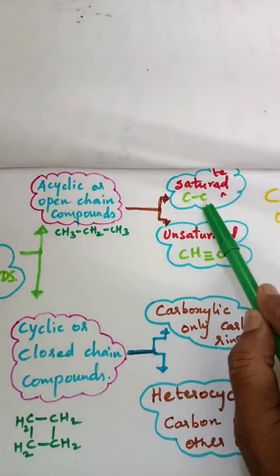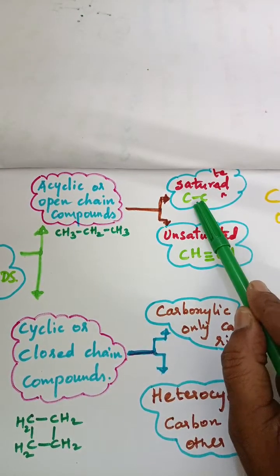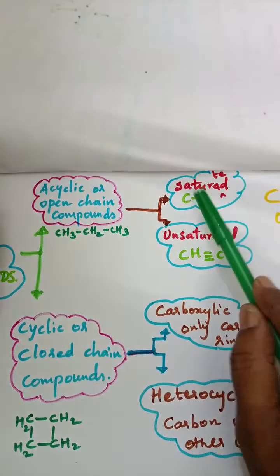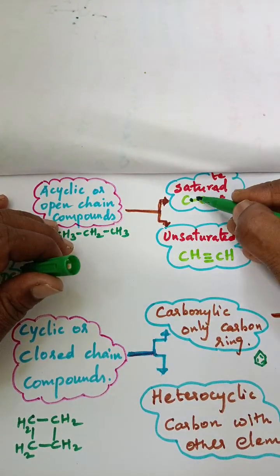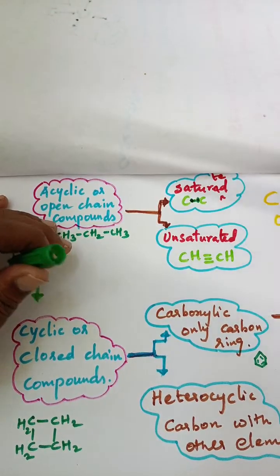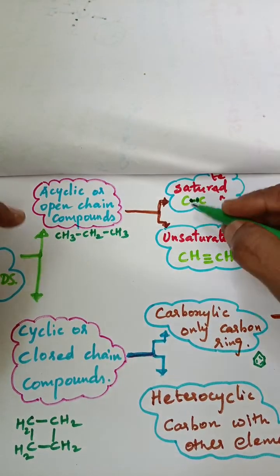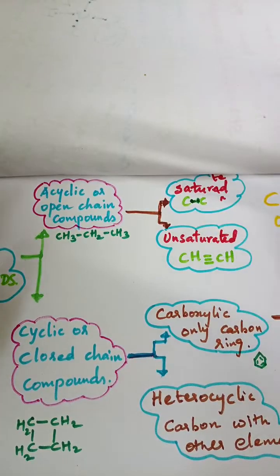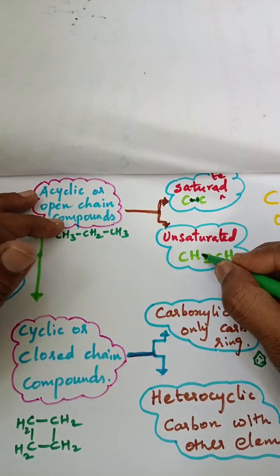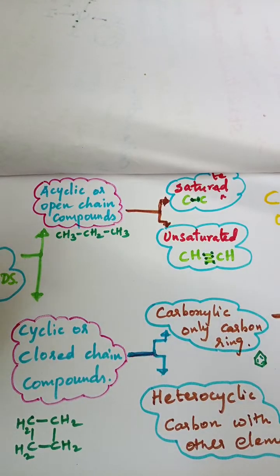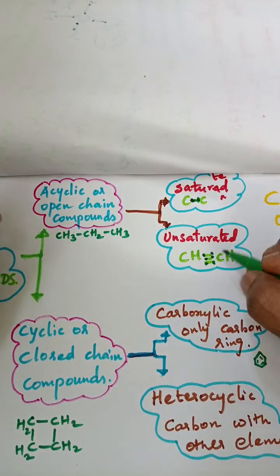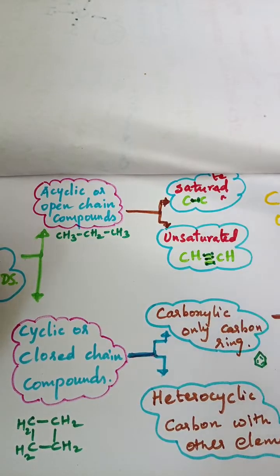Okay, so carbon-carbon single bond. If it is a single covalent bond between the carbon atoms like this, this carbon is going to share one electron and this carbon is going to share one electron. They form mutual sharing of electrons. That is the saturated, a single bond will be there. If more than one pair of electrons are shared between the carbon and carbon, that is known as unsaturated.